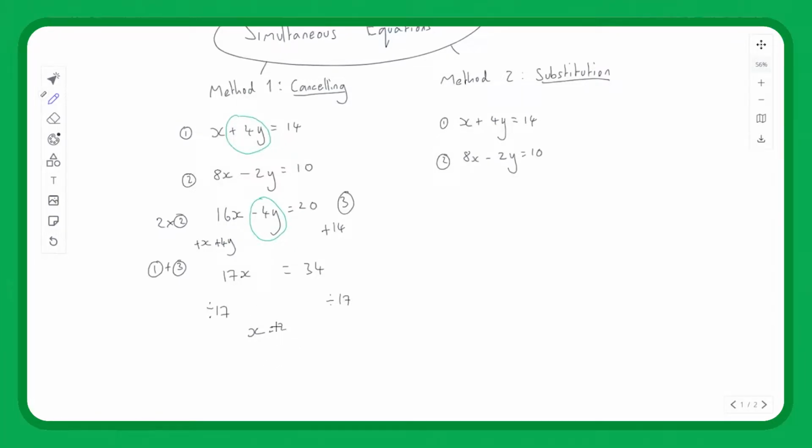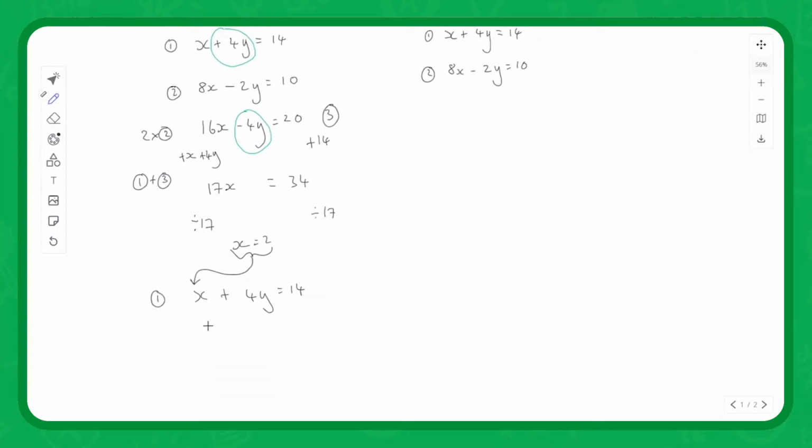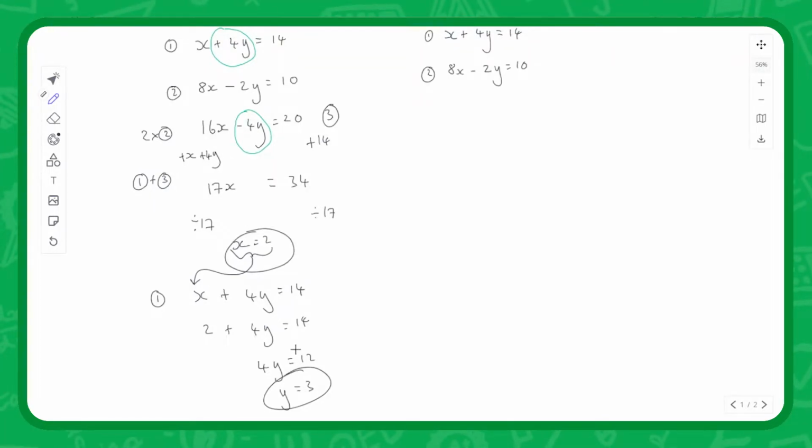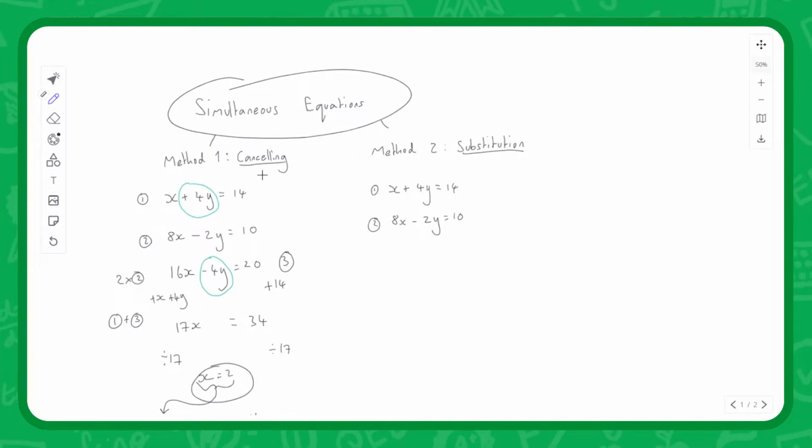So let's look at equation 1. If I copy equation 1 down here again, I've got x plus 4y equals 14. Instead of x, I can put in 2 because I know x equals 2. And so I end up with 2 plus 4y equals 14. I can subtract 2 from both sides, so 4y equals 12. I can divide both sides by 4, and y equals 3. And so we get our answers, x equals 2 and y equals 3. So that's how we can use cancelling to solve simultaneous equations.